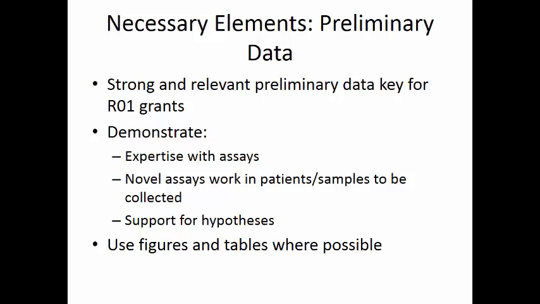Some of the key things that you want to have in the preliminary data section: demonstrating expertise with the assays, demonstrating that the assays that may be used actually work in the patients or samples to be collected, and of course support for the hypotheses. My guidance is to use figures and tables wherever possible. When somebody's reading your grant and they see a lot of text, they're very unhappy. When they see figures and tables, it's much more of a pleasure to read.